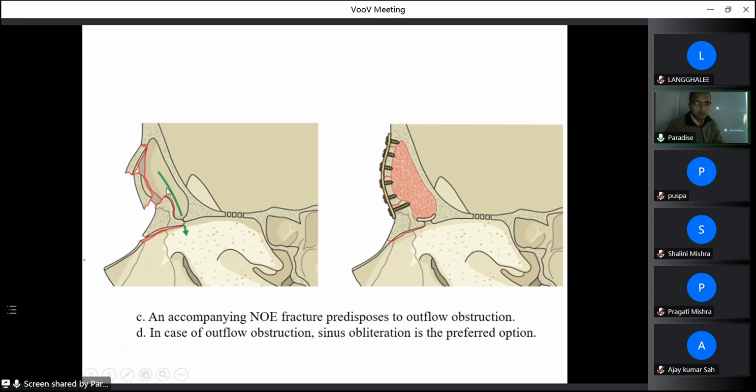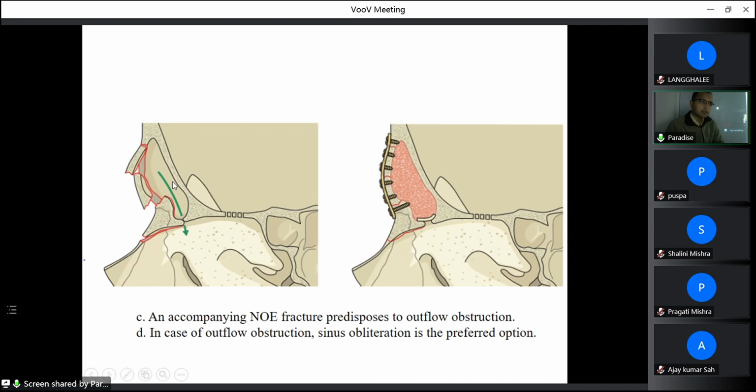Okay. The second condition: see, the anterior table is fractured as well as the outflow tract is disrupted. There is a comminuted fracture of the anterior table, and the frontal sinus outflow tract is also disrupted. Now in this condition, what will happen? Once the outflow tract is disrupted, the problem is, if you reduce only the anterior table and don't consider management of the outflow tract, what happens in late cases? Because the frontal sinus is lined with mucosa, there will be accumulation of fluid and pus, and it will lead to formation of a mucocele.